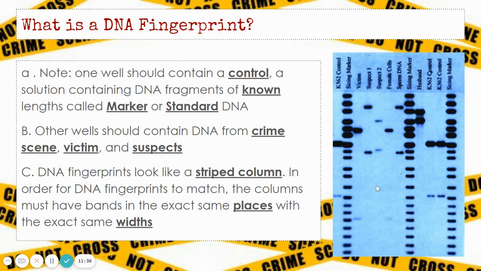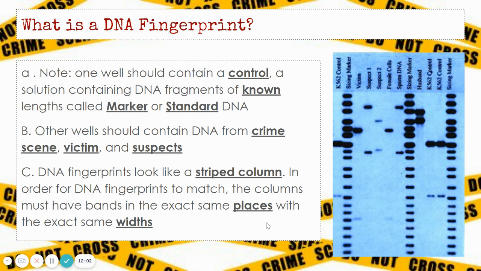When we're doing a DNA fingerprint, one of the wells should contain a control solution, meaning the DNA fragments are of a known length. This is called a marker or a standard DNA. You can see here, that's what this one is. We have 3 different sizing markers. This was basically just a sample where we know exactly how long the DNA fragments are. Then we can compare it to our samples to figure out how many base pairs each fragment contains.